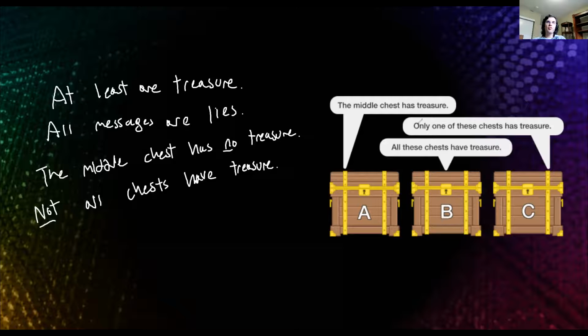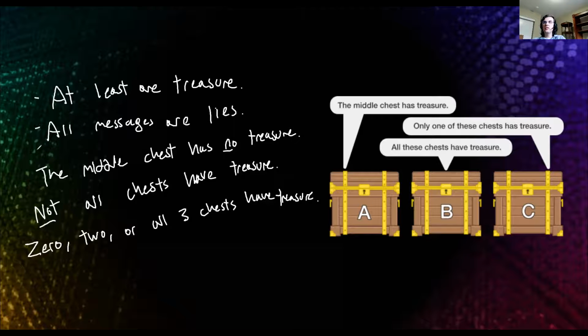Okay, so how do we flip this last one? Only one chest has treasure. What's the opposite of only one chest has treasure? Okay, so the opposite of that is there is not only one chest that has treasure, but I want to make that into a more useful form. So what is a different way of saying not only one chest has treasure, right? Or there is not only one treasure. That's the same thing as saying 0, 2, or all three chests have treasure, right? So now with these facts put together, I can figure out exactly which one has treasure.